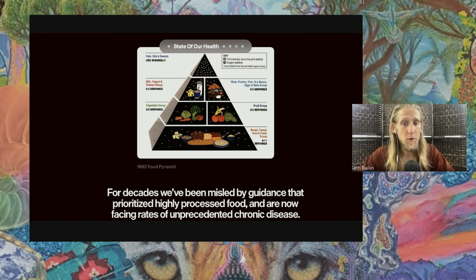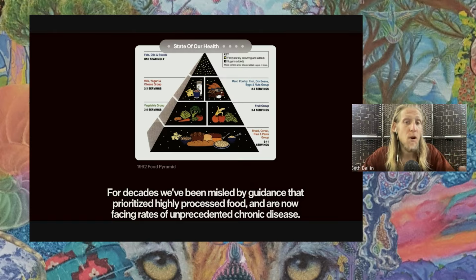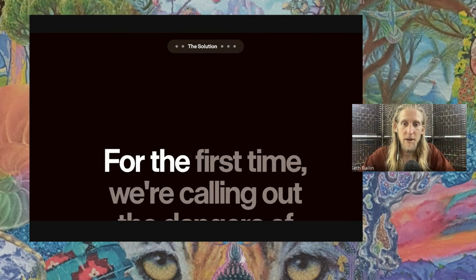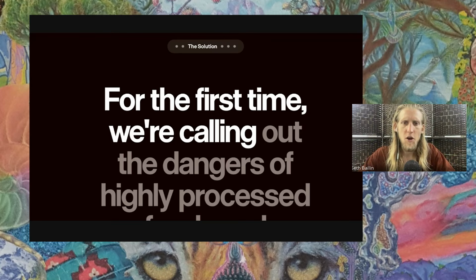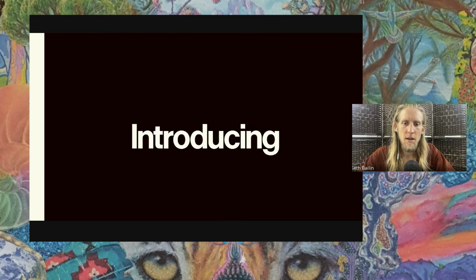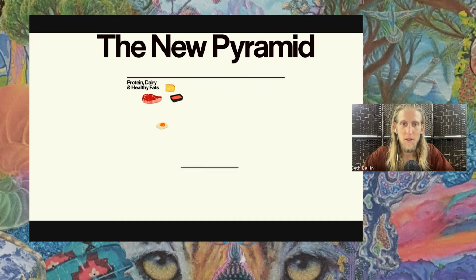This is the 1992 food pyramid, just like what we mentioned. You got your meats, you got your milk, you got your bread, cereals, and you got your fruits and vegetables. There was a sparingly category at the top for fats, oils, and sweets, because that was such a huge part of the standard American diet back then. So they said that they were misled and that they need to re-examine this and that they're solving the crisis. So for the first time, we're calling out the dangers of highly processed foods, blah, blah, blah. And this is their new food pyramid guidelines for the United States.